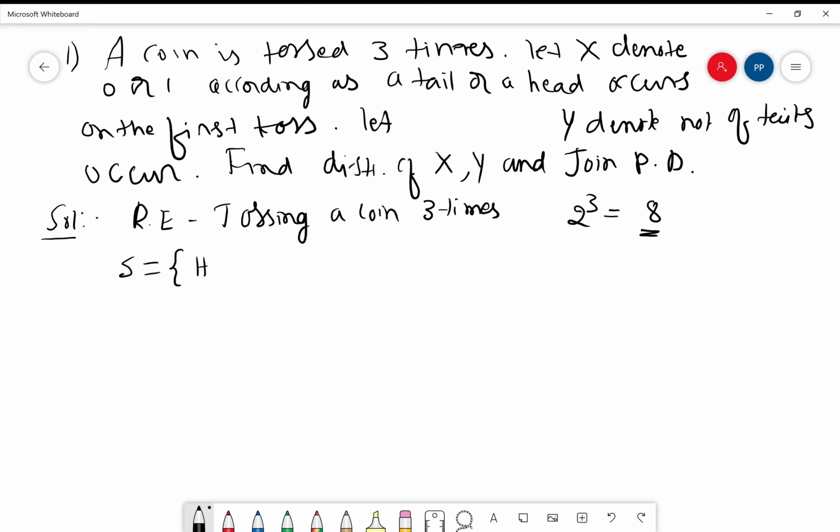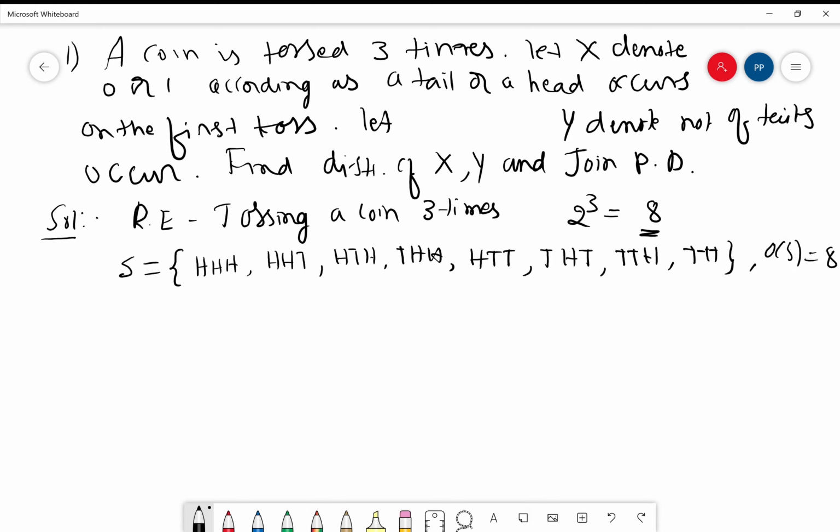It is HHH, HHT, HTH, THH. You can write in any order; I am just following some order. HTT, heads 1 time, tails 2 times. THT, TTH, and TTT. Okay. Now, the order of S equals 8.